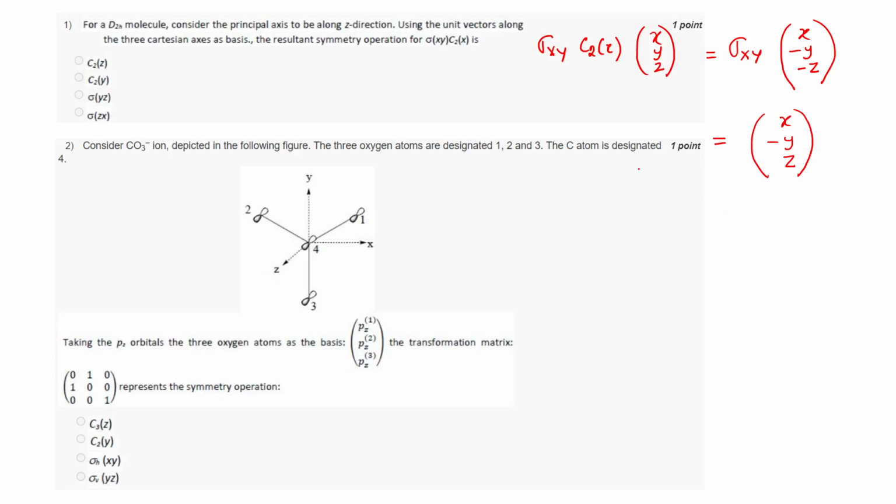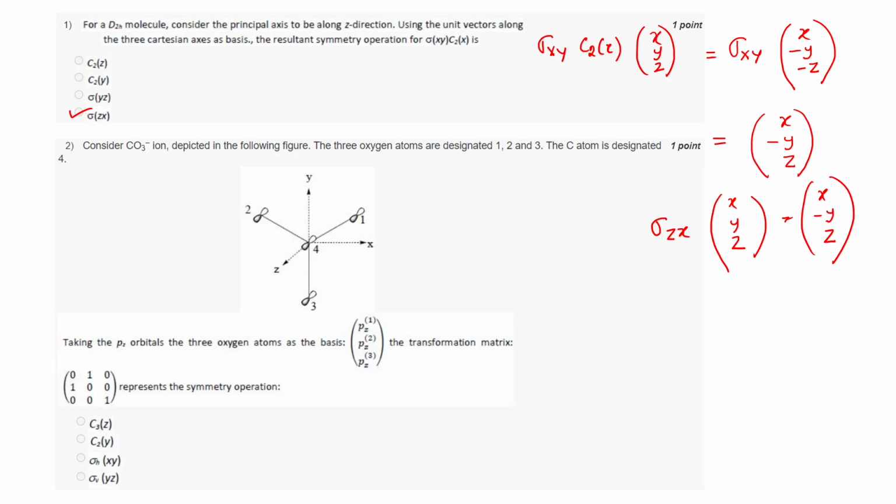So what is this equivalent to? Suppose xyz, what operation do you do to get x minus y z? So sigma ZX: x and z should not change, only y. So it is only y, sigma ZX. So this is the correct option. Now the second question.